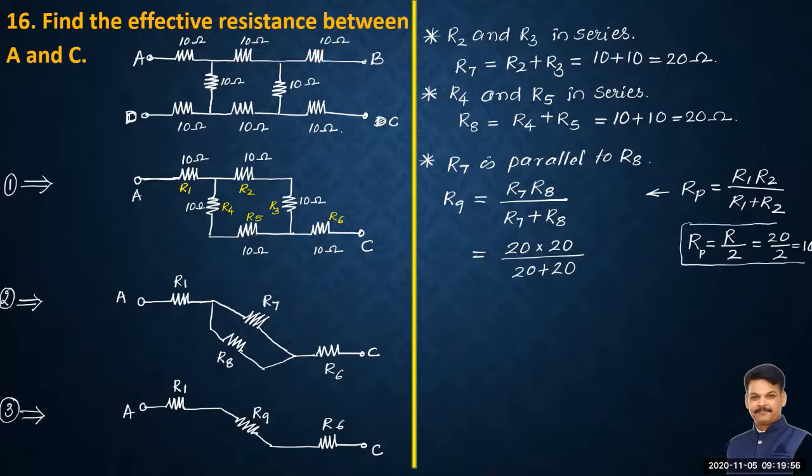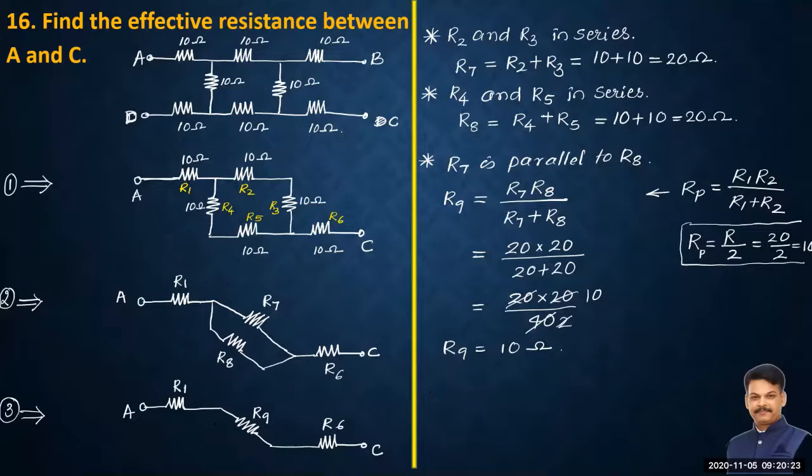For CET and NEET, you have to solve like this only. But here, for your understanding, I am writing it in detail. So don't multiply, keep them as it is, 20 and 20. Here 40 will come, 2 1s are, 2 10s are. So again, you get R9 is equal to 10 ohm. So the second modification is covered.